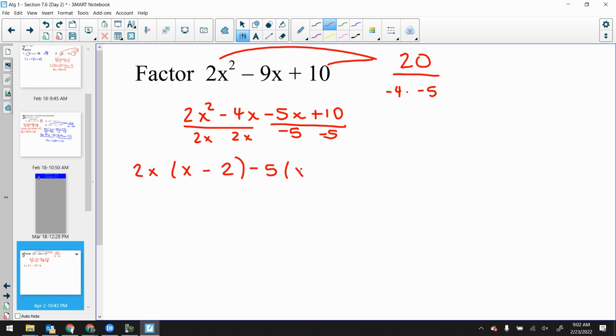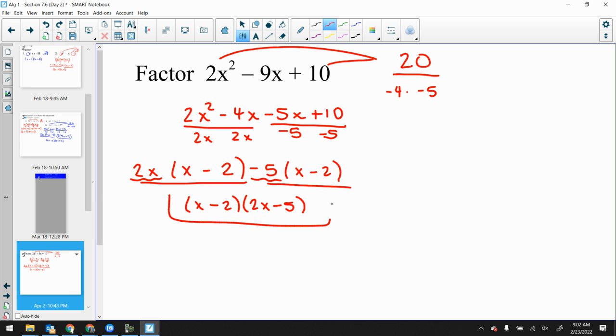And then we have an x minus 2. So we have an x minus 2 as our common binomial. And then what do I have left over? 2x and a minus 5. And there's my solution. Again, could I reorder it? Could I have a 2x minus 5 and then the x minus 2? Sure. That would be fine as well.